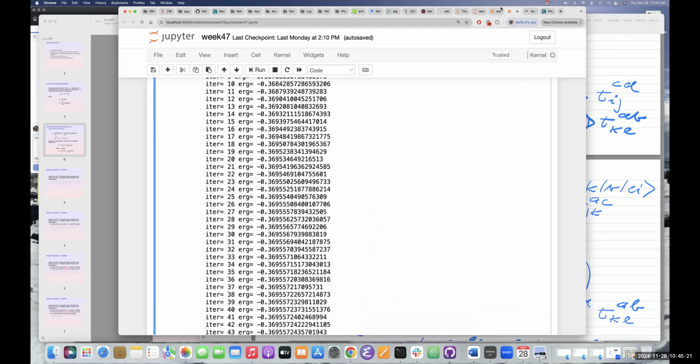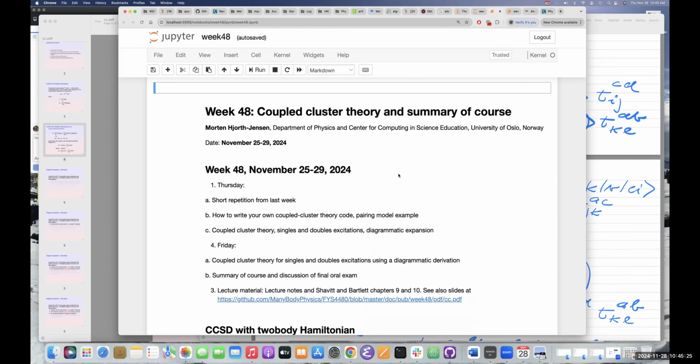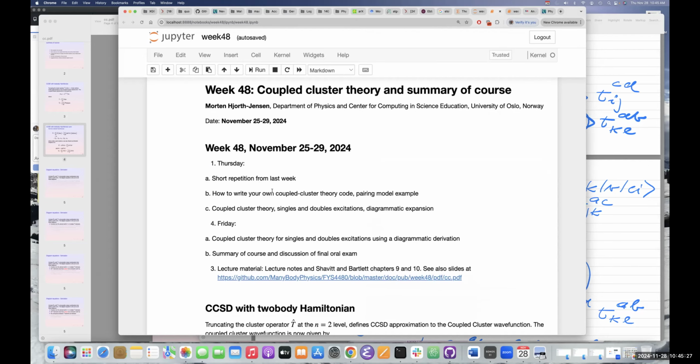So we are now going to move into the new topic, which is the full derivation. After we reminded ourselves about the pairing model, we are now going to look at how we can derive the equations for singles and doubles excitations using first a diagrammatic expansion. And then we are going to accompany that one with a plain algebraic derivation.